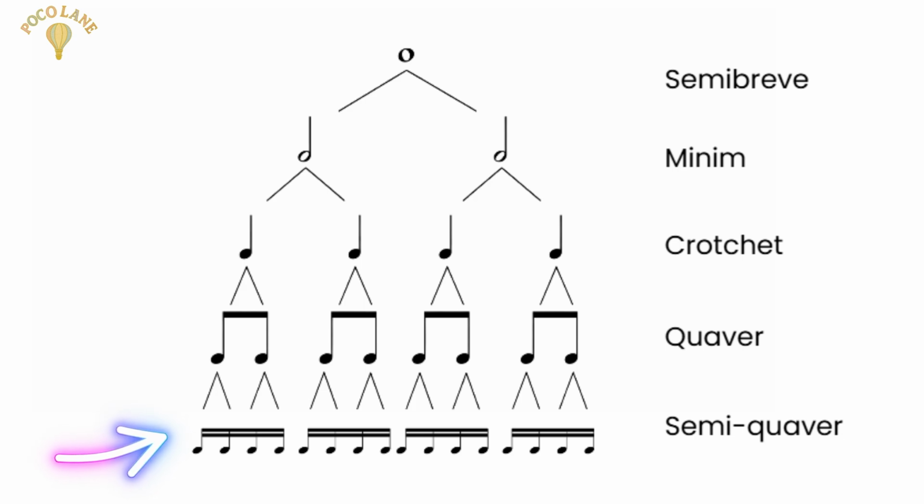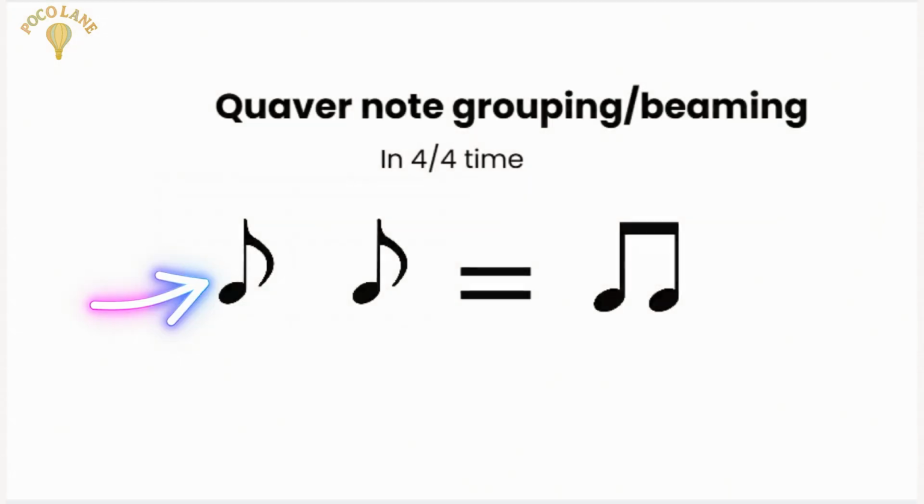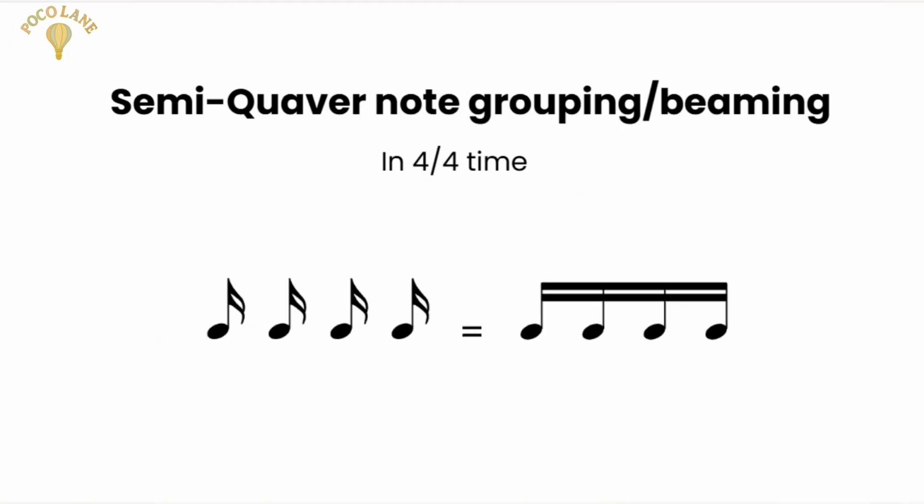A little side note if you're not too familiar with music notation. You may have seen a singular quaver note shown like this. If there's more than one, quavers can be joined together with a little beam that joins the notes and looks like this. The same goes with semiquavers. There's a whole set of rules regarding grouping notes correctly. Let us know in the comments if you'd like us to cover this topic in more detail.